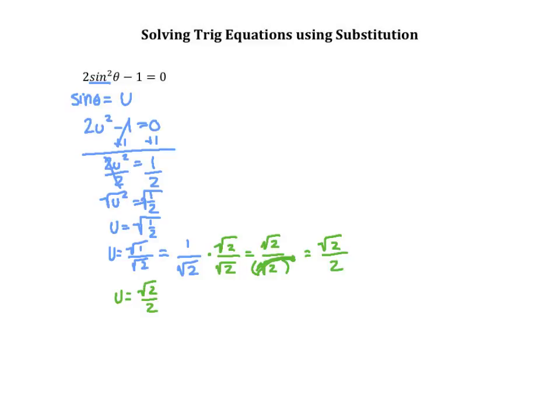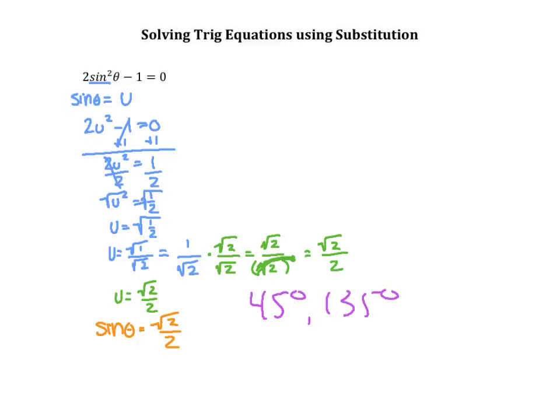Now I'm going to plug that u back in, so I'm going to say sine of theta equals square root of 2 over 2. So look at your unit circle and determine where sine of theta equals square root of 2 over 2. That's going to be in the first quadrant at 45 degrees, and then in the second quadrant at 135 degrees.